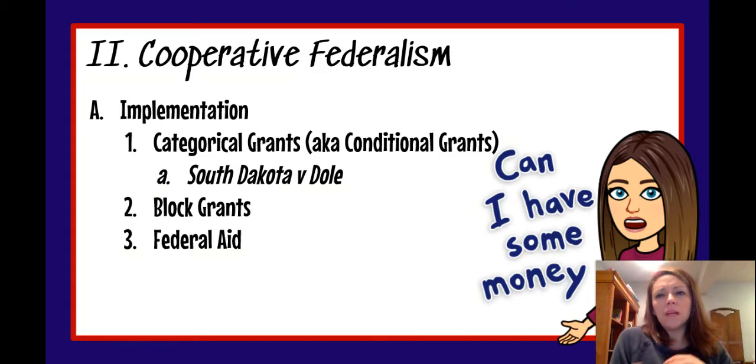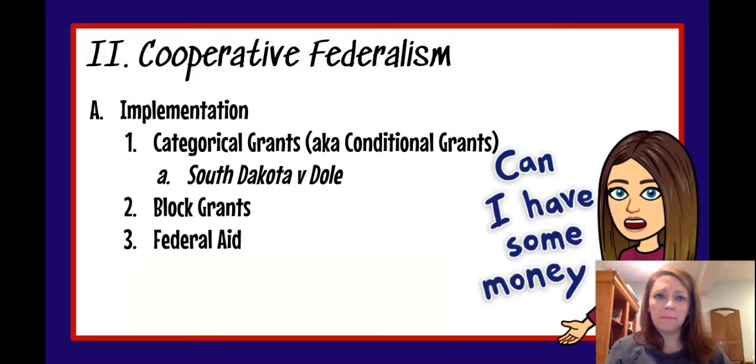But implementing cooperative federalism can sometimes be challenging because you've got a state government that may have a specific agenda, and you've got the federal government that might have another agenda. How do we get them to work together? One way that the federal government tries to implement this concept of cooperative federalism is by using grants. So basically dangling money in front of the states, okay?